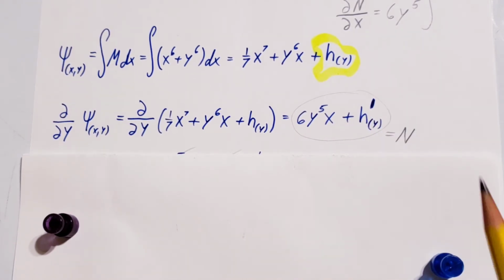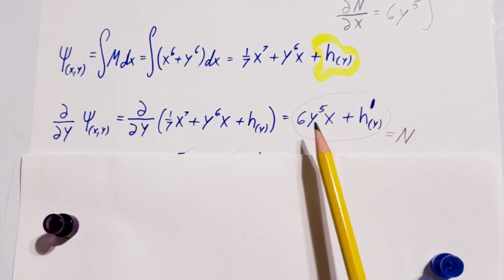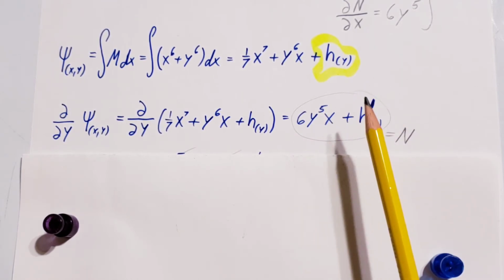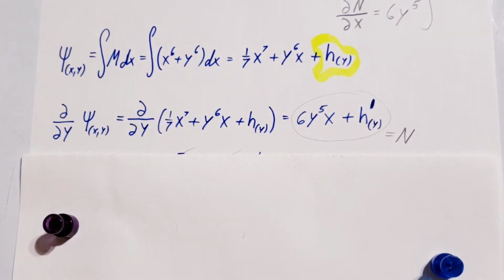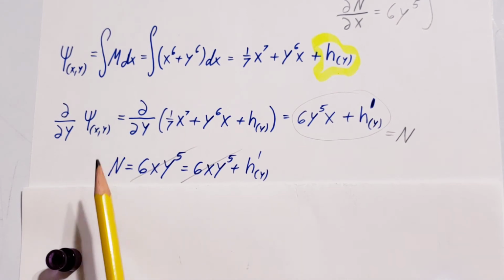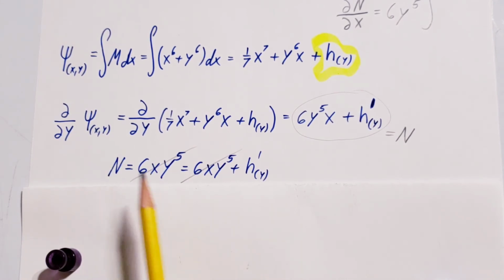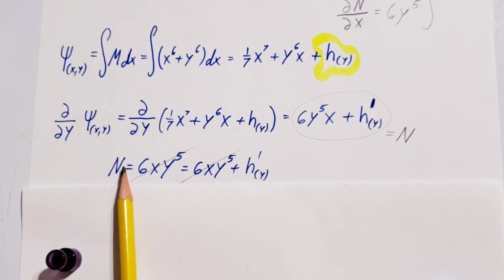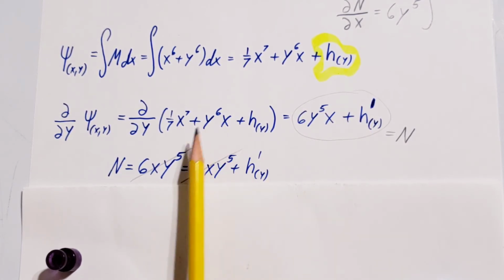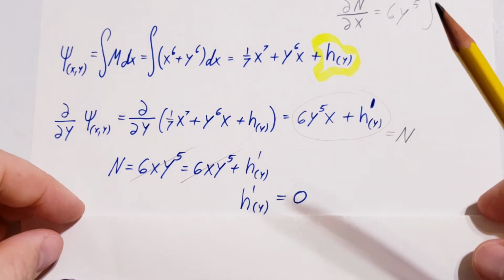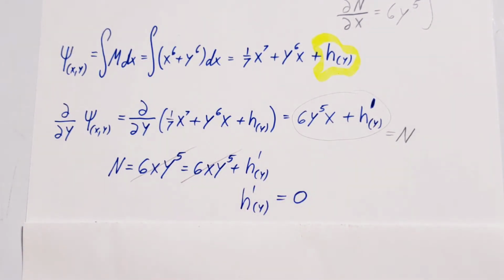Now at this point we need to know that whatever we got here is the same thing as the N part from our original equation. Therefore, we are able to put them equal to each other. So our N in the original equation that we had was 6xy to the 5th. We can put it equal to what we got here. There it is. We're going to simplify, and we're able to find that h derivative of y is actually 0.